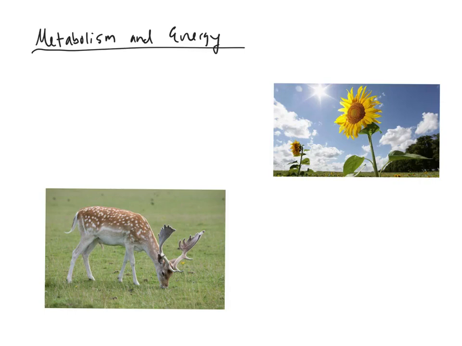Hey guys, this video is going to be about metabolism and energy. I'm going to start by defining what metabolism means for us in biology. Metabolism is all the chemical processes that occur inside of an organism that help maintain its life. So it's where we go from one type of energy to a usable form in a cell.